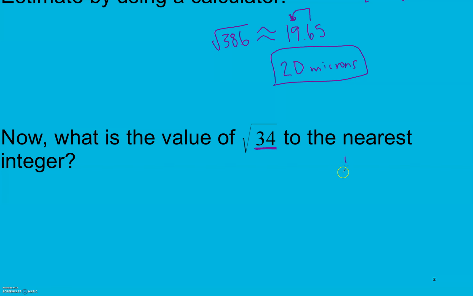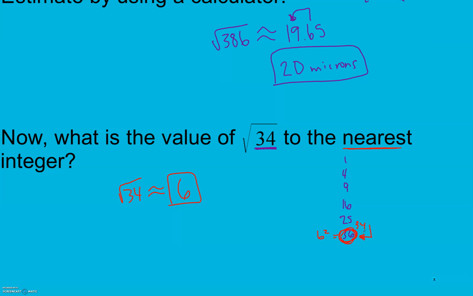If we look on our list, we have 1, 4, 9, 16, 25, 36. And 34 goes in between 25 and 36. It's closest to 36. And we get to 36 by taking 6 squared. So the number we square to get to 36 is 6, and 34 is close to that. So we're going to say that the value of this to the nearest integer is approximately 6, because 34 is closest to 36, so we're going to go based off 36.